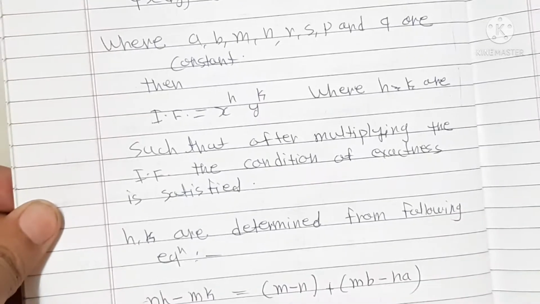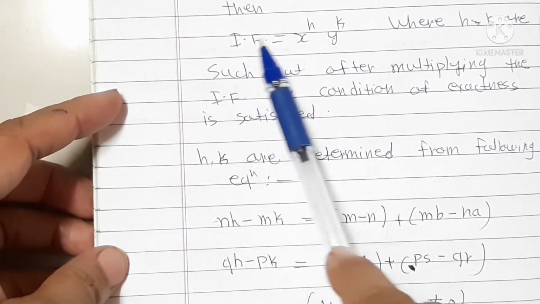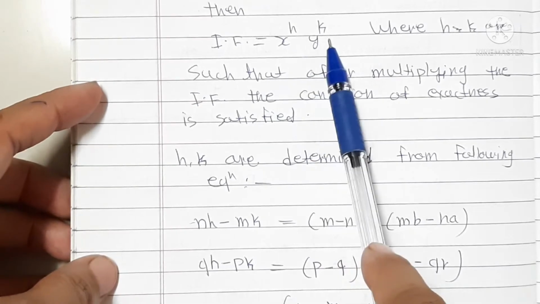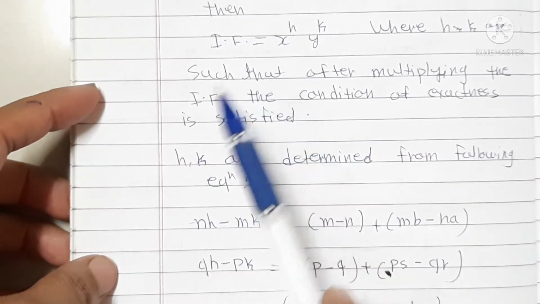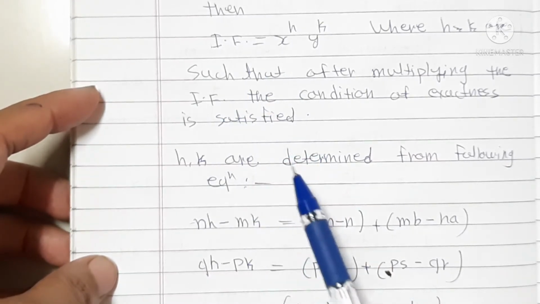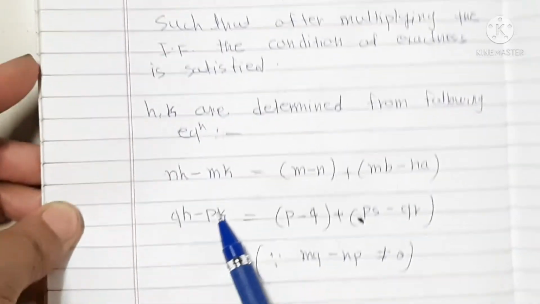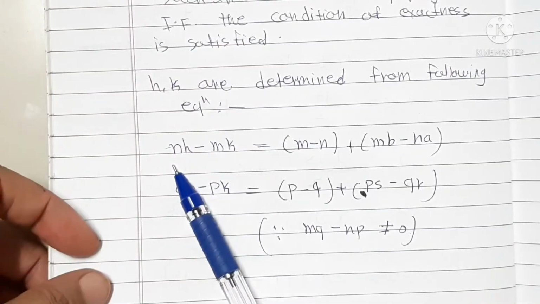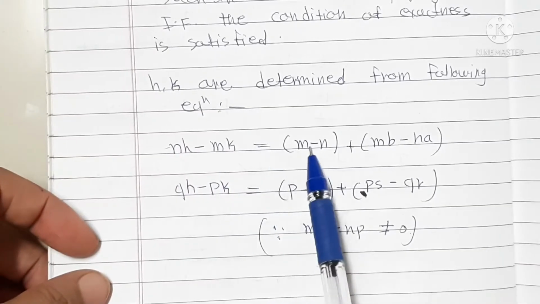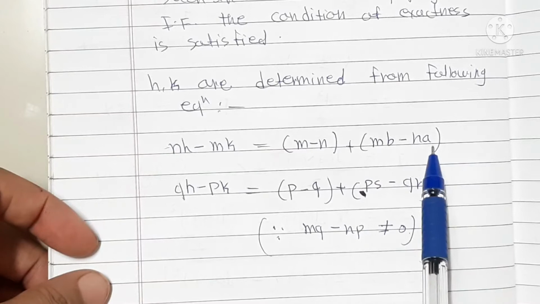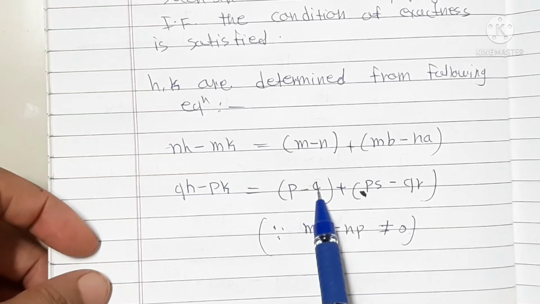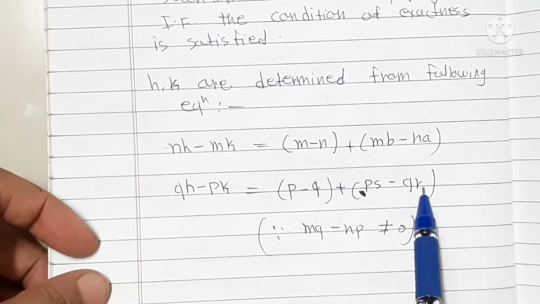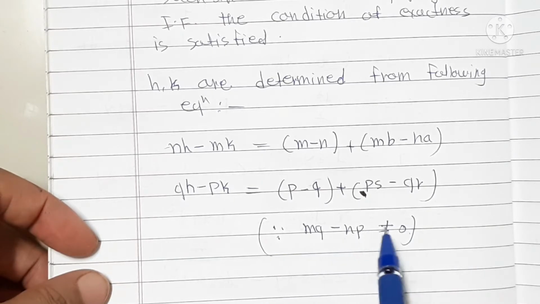After we get the integrating function, that is, the integrating function is equal to x raised to h and y raised to k, where h and k are constants, then after multiplying this integrating function with the original equation, we will get these two equations. For finding h and k: nh minus mk is equal to m minus n plus mb minus na, and another equation is qh minus pk is equal to p minus q plus ps minus qr, as mq minus np is not equal to 0.